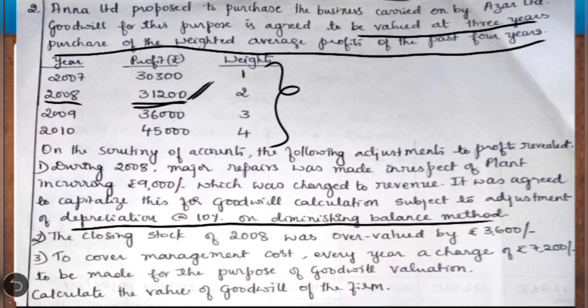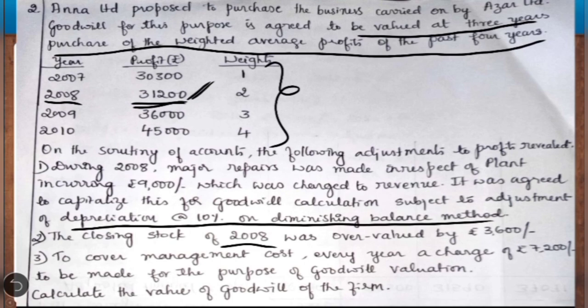Now let us take up the second adjustment. The closing stock of 2008 was overvalued by 3,600. When you come across this kind of adjustment, it is not just one adjustment, because the closing stock of the year 2008 is going to be the opening stock for the year 2009. So if you are overvaluing the closing stock of 2008, which means that you have also overvalued the opening stock of 2009. Again, in this second adjustment also, there are two adjustments to be considered, and you have to make the adjustment to the profit and loss account.